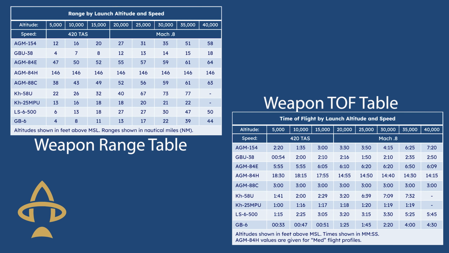These are the prime reference points from the guide. These are the range and timetables. These represent the maximum range that the aircraft provides for engagement capability. So for example, the AGM-154 at 25,000 feet, Mach 0.8, you will receive launch authorization at 31 nautical miles.